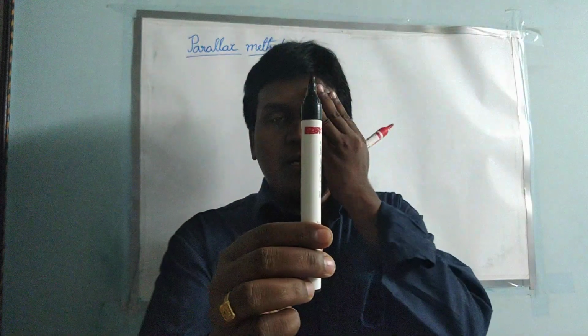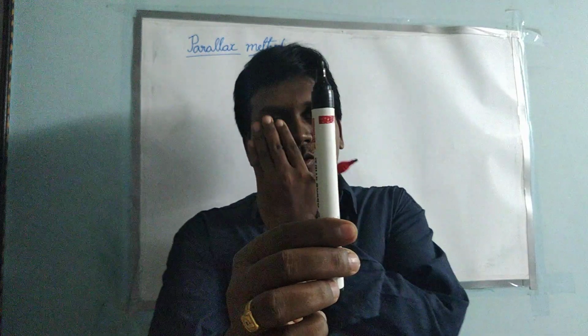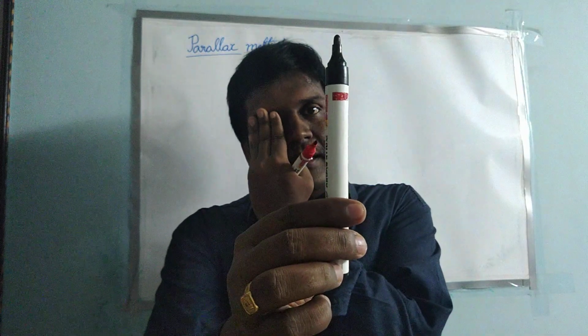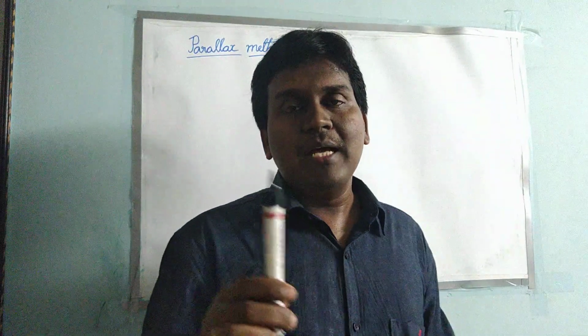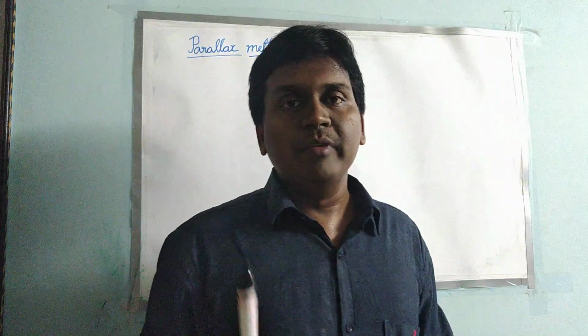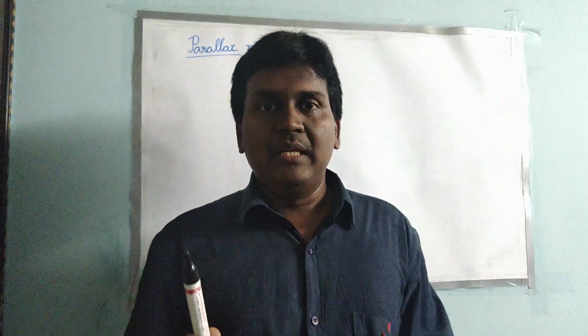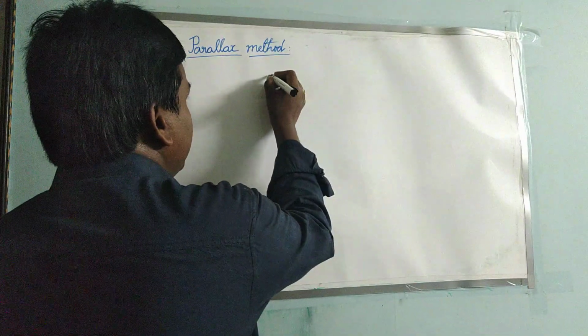You take a pen and view it by closing one eye. After that, you close the other eye. So there will be a change in the apparent position of the pen. The pen position will be changed here. And to consider this, I am taking an example.